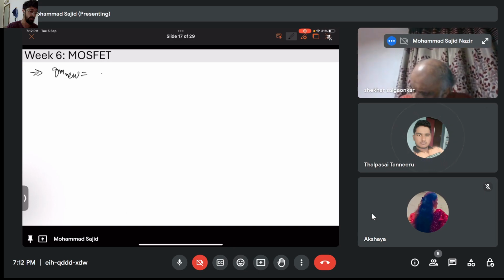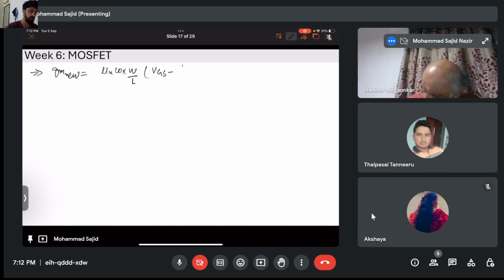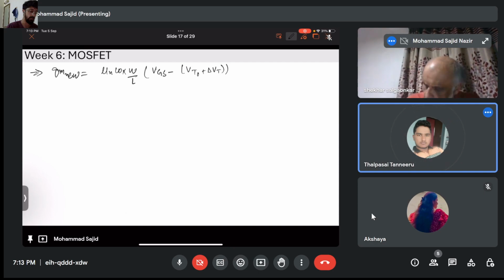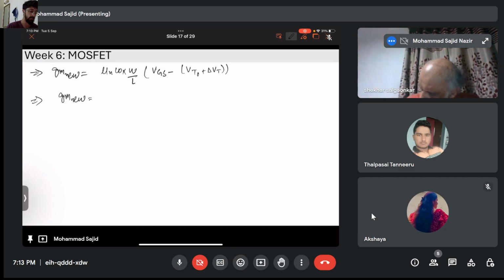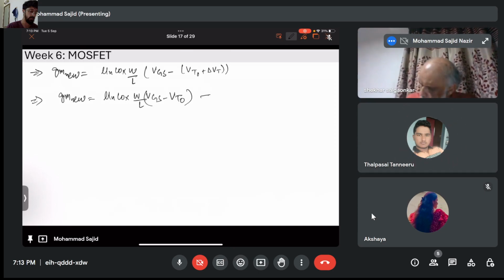GM new will be mu n C ox W by L (VGS minus VT naught plus delta VT). It will reduce the transconductance. So I can write GM new as mu n C ox W by L VGS minus VT naught, minus mu n C ox W by L delta VT. Is it correct?